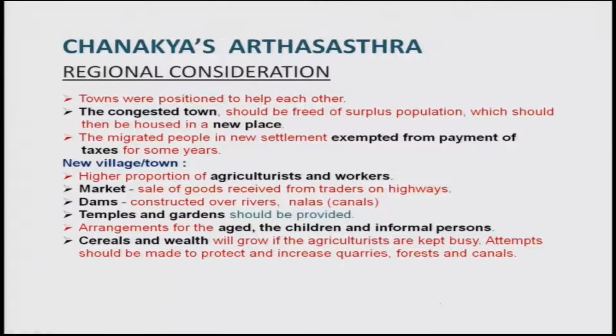Besides this, cereals and wealth will grow if the agriculturists are kept busy. That means more emphasis was given to farming. Attempts should also be made to protect and increase the quarries. Quarries basically means mines, and also forests, canals and water. If you look at it, these are the limbs of the town and the villages, where life can be sustained very peacefully and productively. Unfortunately, today towns are not being planned properly. Now, we can learn that integrated approach of town planning from them.